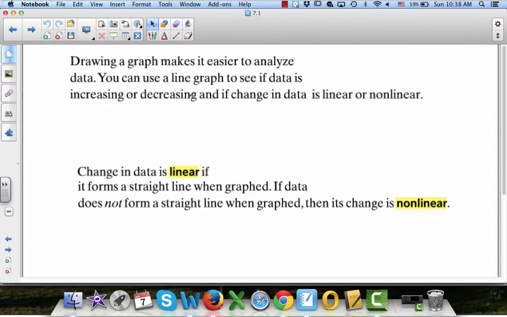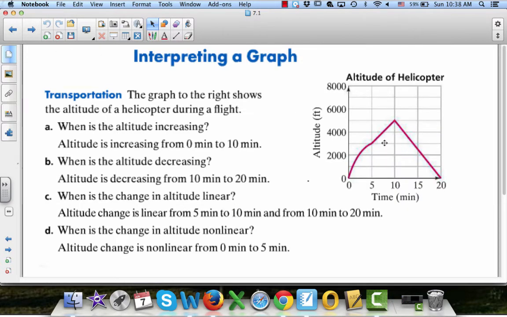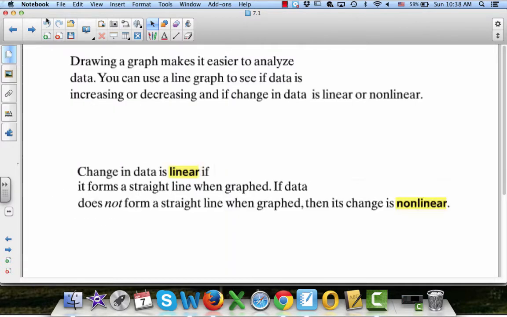Drawing a graph makes it easier to analyze data. You can use a line graph, which is what this is right here, a line graph, because you use lines to draw it. There are also bar graphs, okay? You know what a bar graph looks like. You can use a line graph to see if data is increasing or decreasing and if a change in data is linear or nonlinear. We just spoke about linear and nonlinear. Remember, linear is whenever you have a straight line, and nonlinear is whenever it's not a straight line. It has some curve to it.